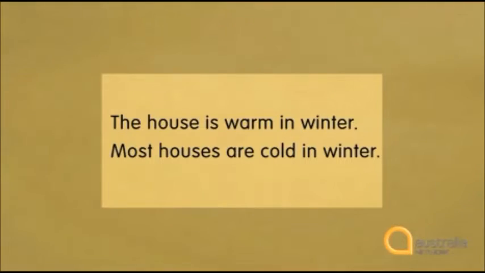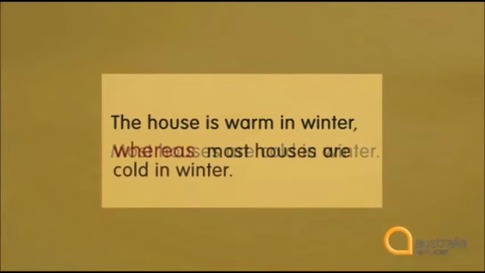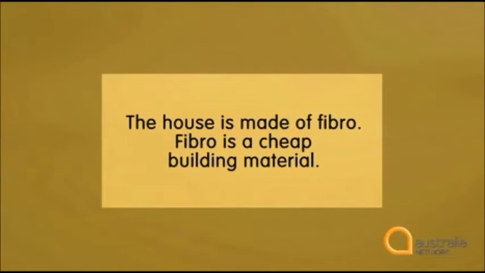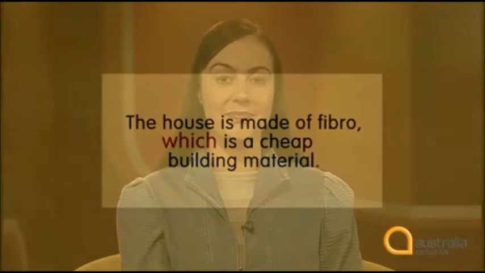Now let's practice subordination. That's making two sentences into one complex sentence. Try using "whereas". The house is warm in winter. Most houses are cold in winter. This can become, the house is warm in winter, comma, whereas most houses are cold in winter. And here's another one. Here, try to link the sentences using "which". The house is made of fibro. Fibro is a cheap building material. The house is made of fibro, which is a cheap building material.